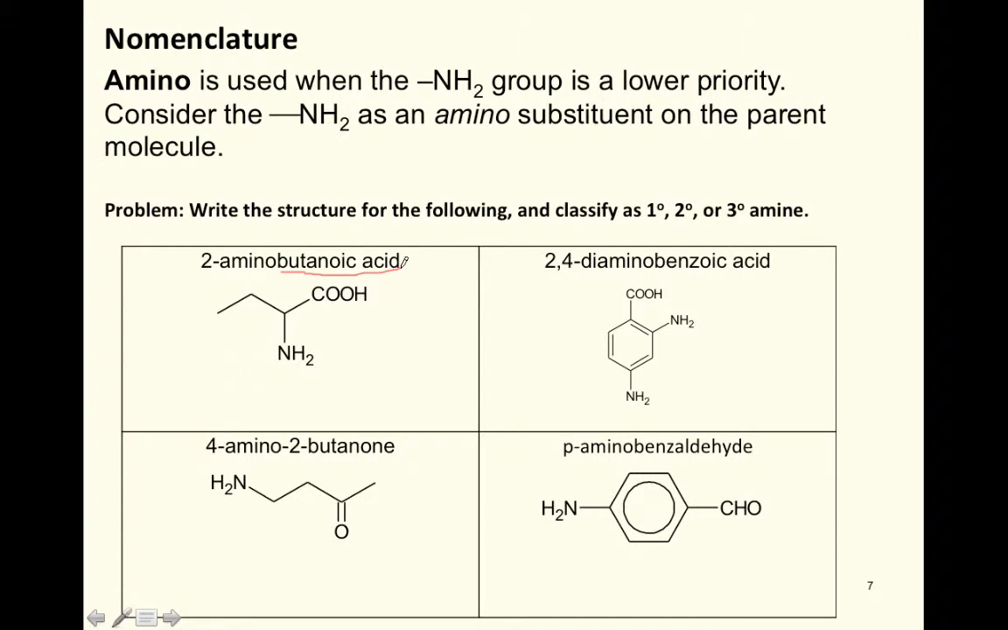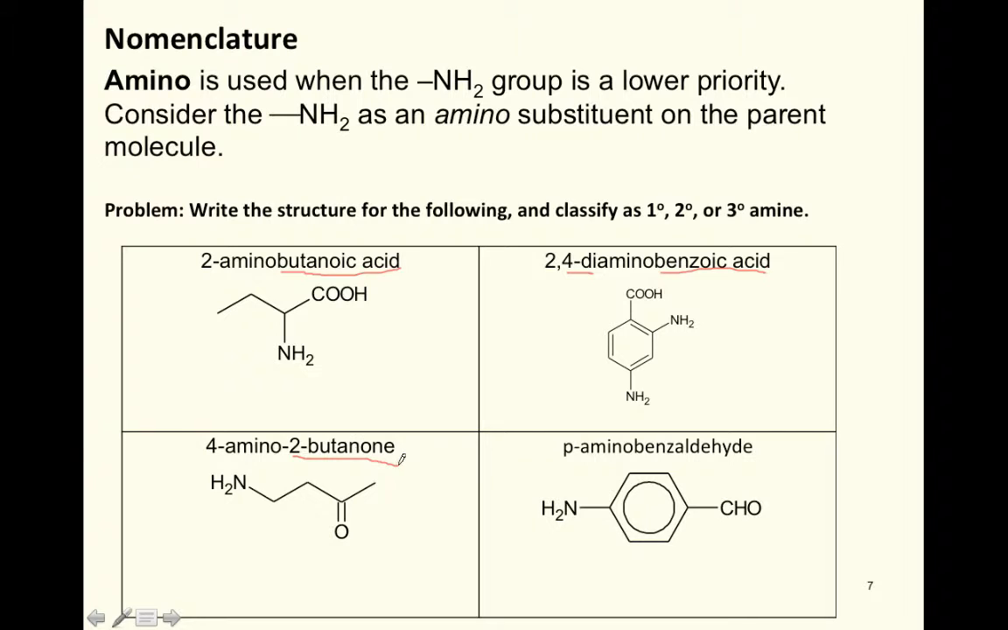So here we have butanoic acid. It's on the top of the nomenclature list. It has priority. The amino group does not. This is a butanoic acid, and coming off carbon number 2 is our amino group. Here we have a benzoic acid, and it's telling us we have 2 amino groups coming off carbons 2 and 4.